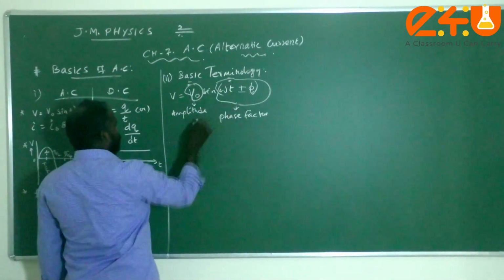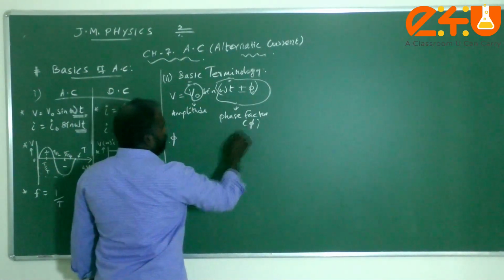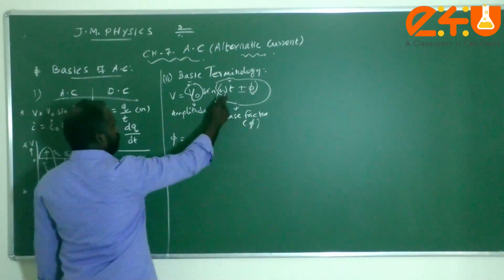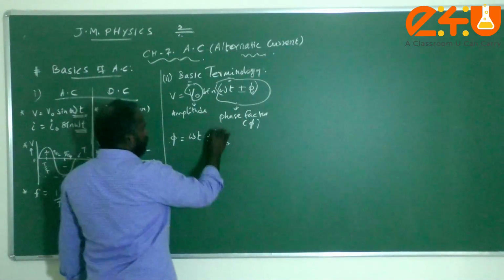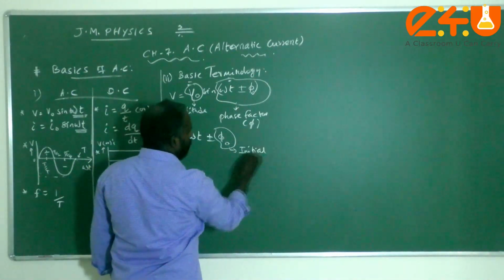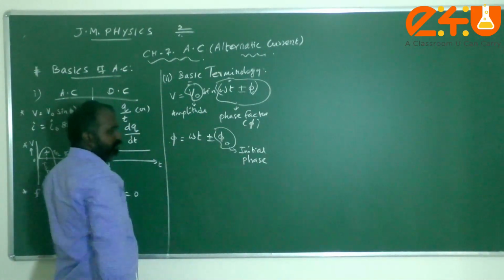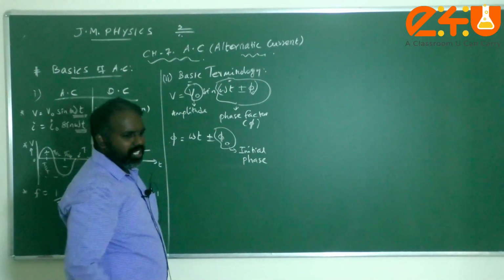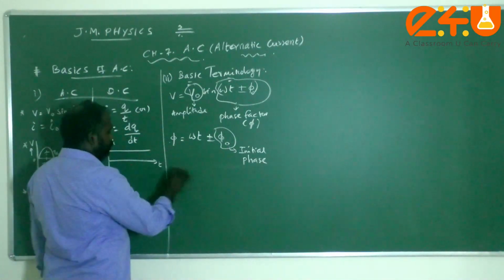So in this case, what is the phase factor, children? This is denoted by phi, and the phase factor phi is equal to what, children? Omega t plus or minus phi naught. So what is this phi naught? This is called the initial phase. This is called what, children? Initial phase. When time is equal to 0, that is the corresponding value. Okay.